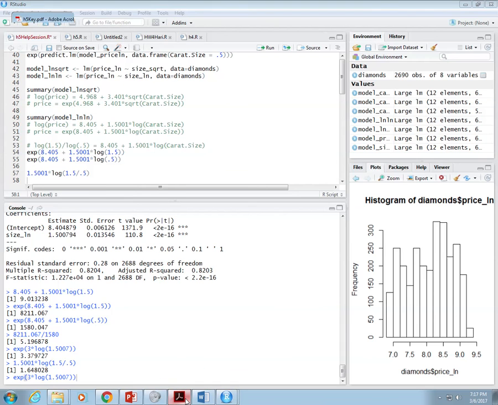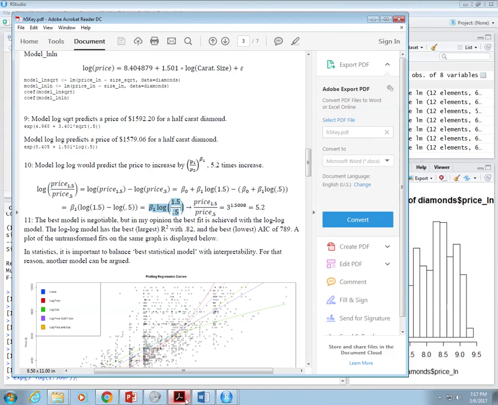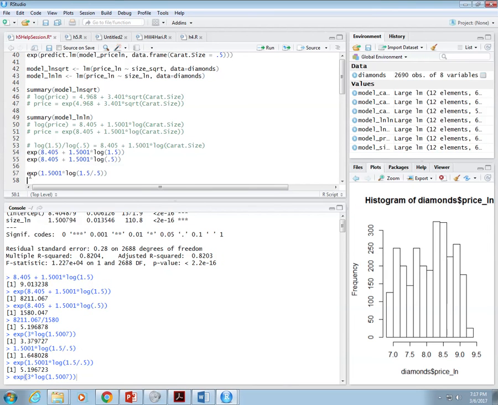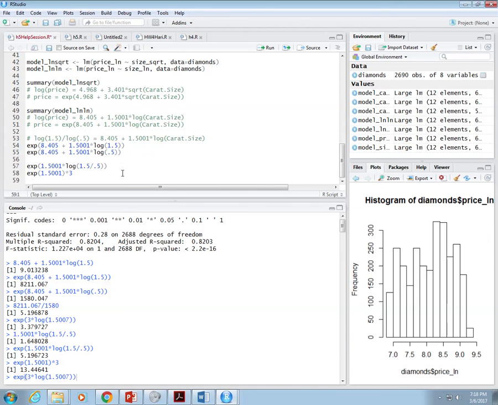Which is still not working out. Oh, I need to exponentiate that still. There we go, 5.19, which is the same as what we got when we divided it by the 2. So this formula, I know I'm dropping a lot here. It's the same as 1.5001 times 3. No, it's not.